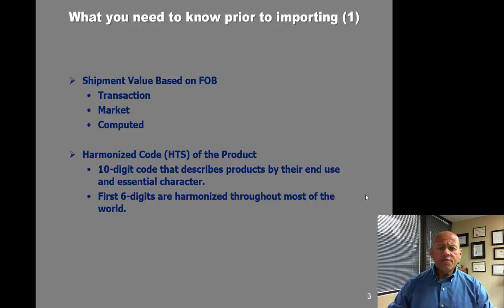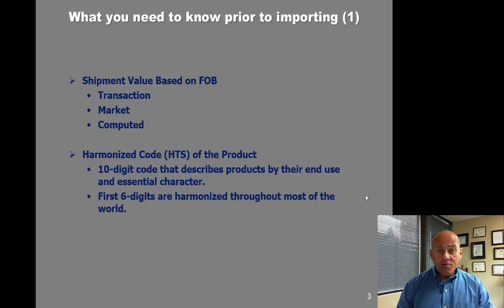So the first thing we have to look at is value, as far as what you need to know when you first start importing into the U.S. So in the U.S., shipment valuation is based on FOB value. So if you've looked at some of our videos covering Incoterms, FOB value is all of the items of cost up till the point the goods are loaded onto a ship. So that would be not only the cost of goods into the value, but the cost of documentation and transportation up to the port.